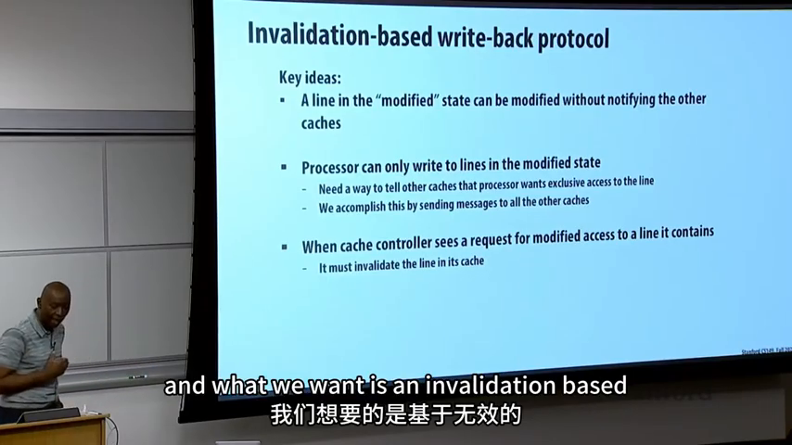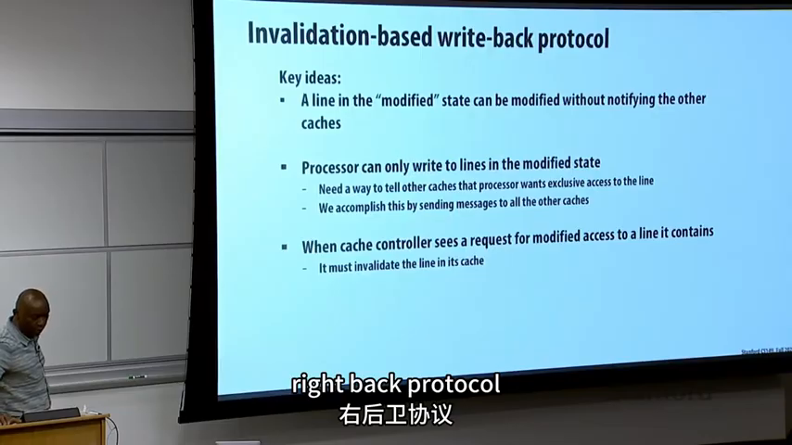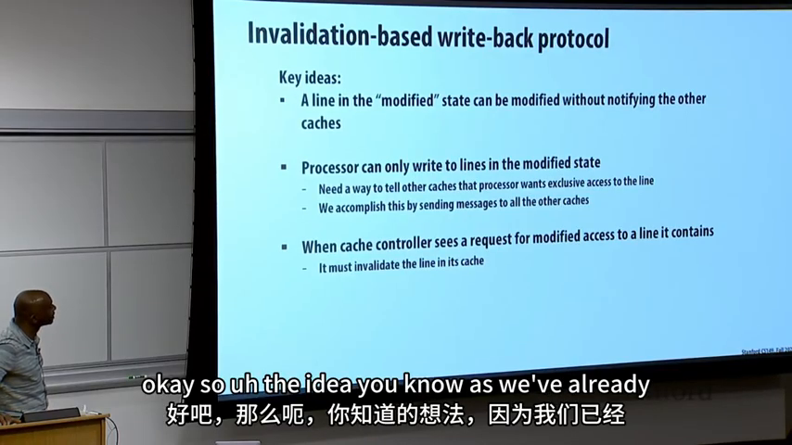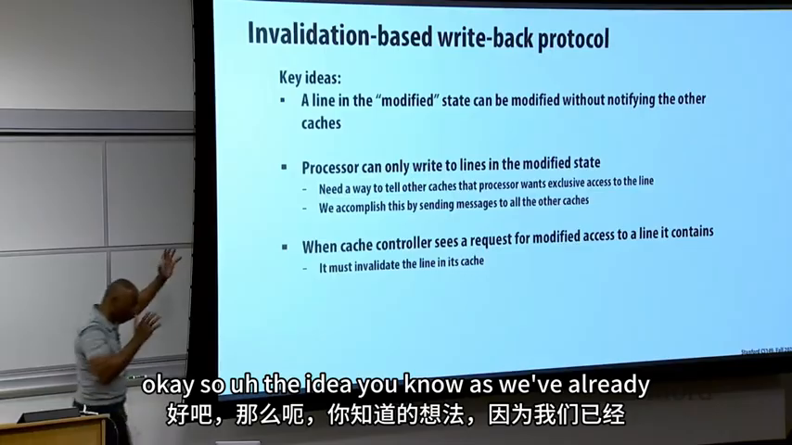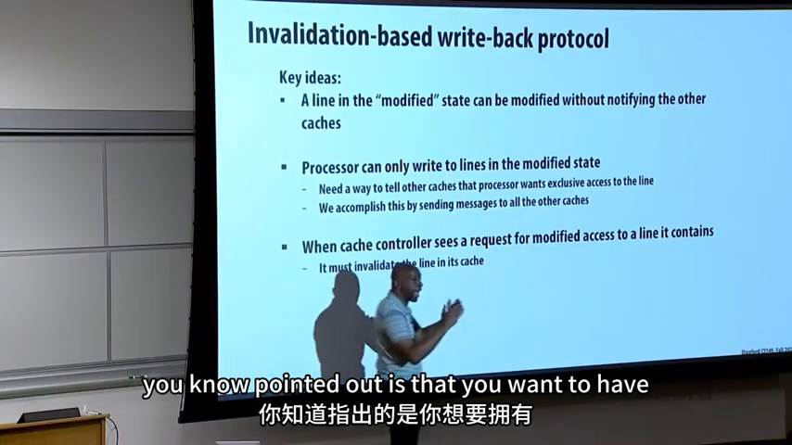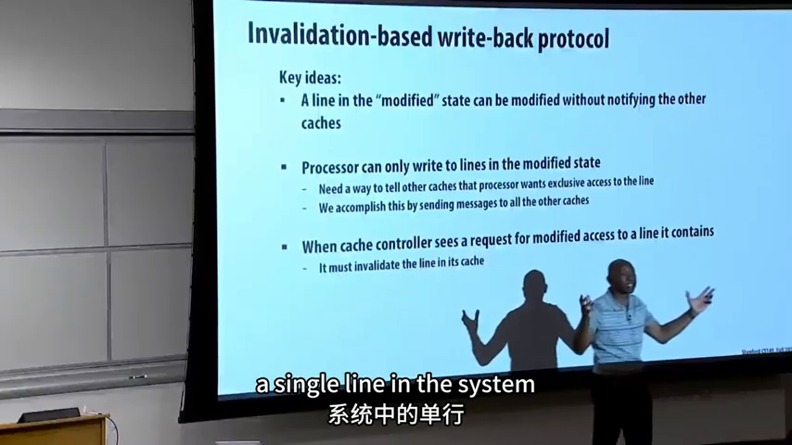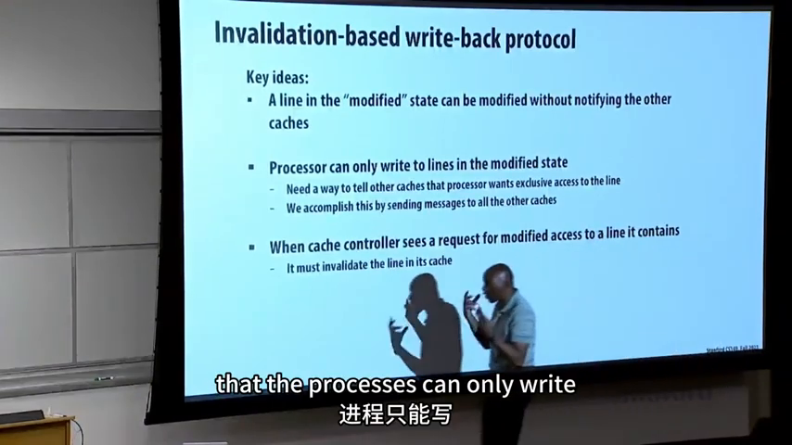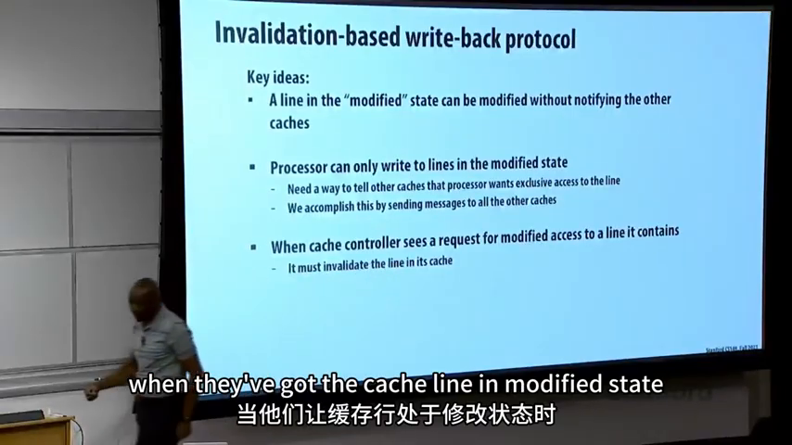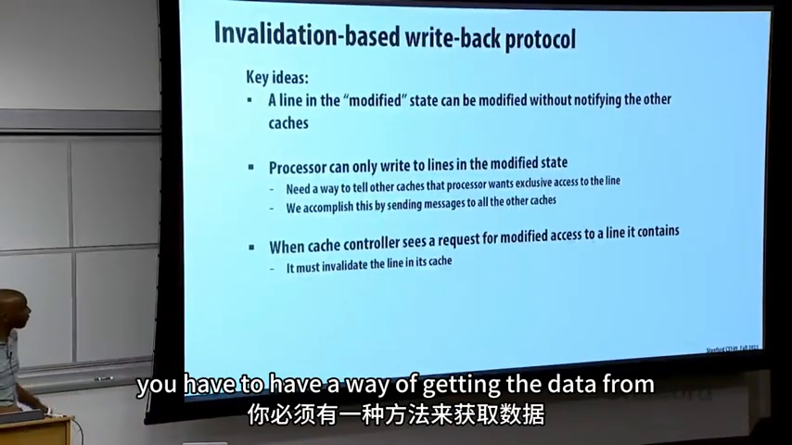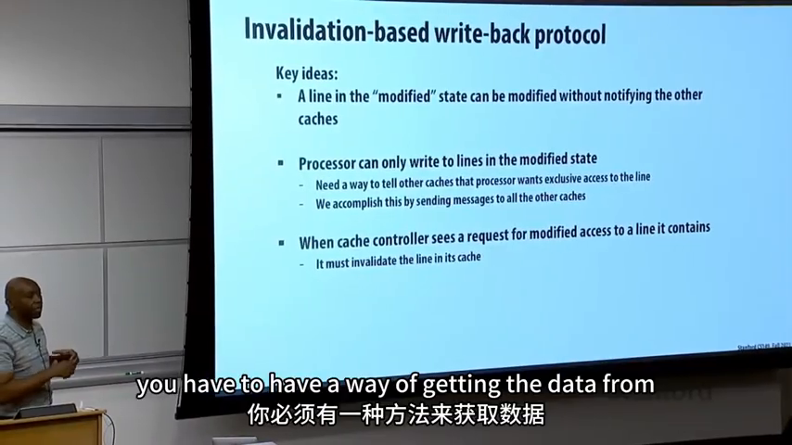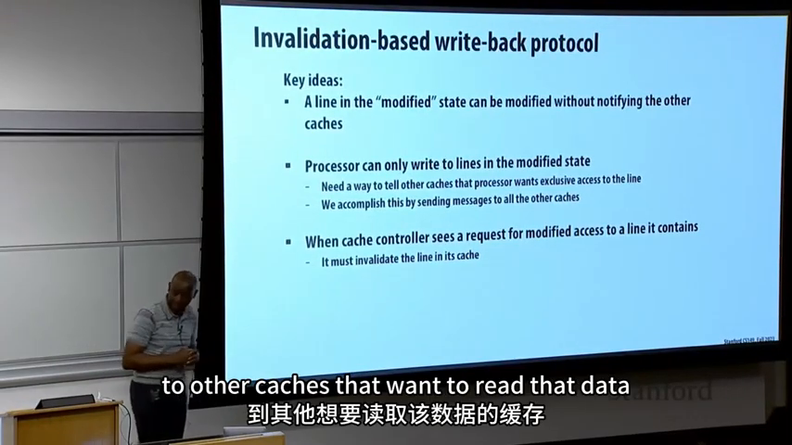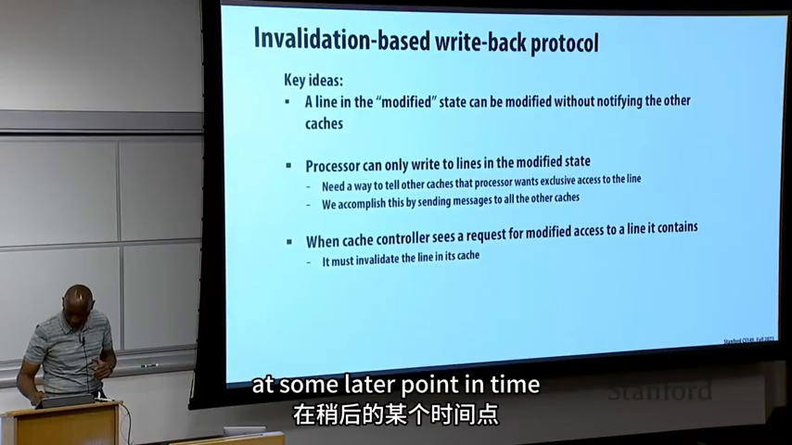All right, so let's see how we actually implement cache coherency in write-back caches. And what we want is an invalidation-based write-back protocol to maintain these two invariants that we've defined. Okay, so the idea, as we've already pointed out, is that you want to have a single line in the system in modified state at any point in time, and that the processors can only write when they've got the cache line in modified state, and then you have to have a way of getting the data from a cache that has it in modified state to other caches that want to read that data at some later point in time.